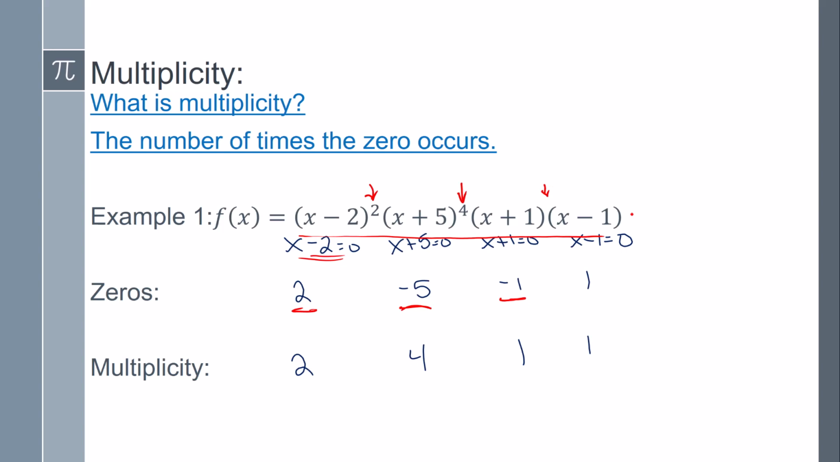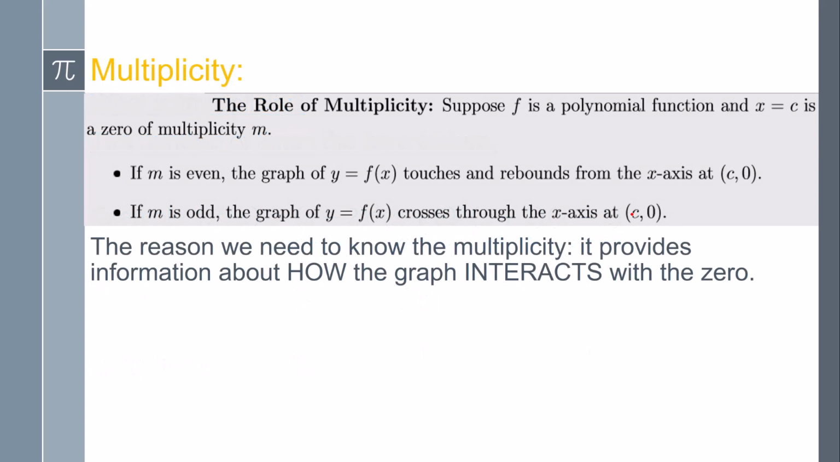Now, why do I need to know the multiplicity? The reason is that it's the way the graph interacts with the zero. If your multiplicity is even, it touches and rebounds from that value. Think of it this way: it's going to come down, touch it, and go back the way it came. Think of it like a bouncy ball. It could be a bouncy ball from the ceiling. It touches it, and it goes back the way it came. That's if your multiplicity is even.